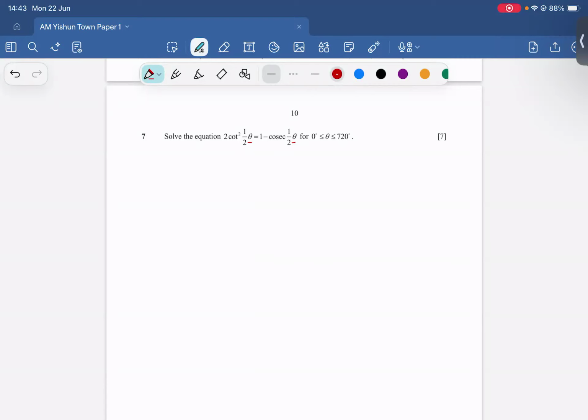So this is where you need to really know your trigo identities. You must know whether cotangent square can change to cosecant or cosecant can change to cotangent. Okay, so what we know is cotangent square can change to cosecant square, but cosecant cannot change to cotangent. So we first have to change the cotangent to cosecant square. So everything is in cosecant.